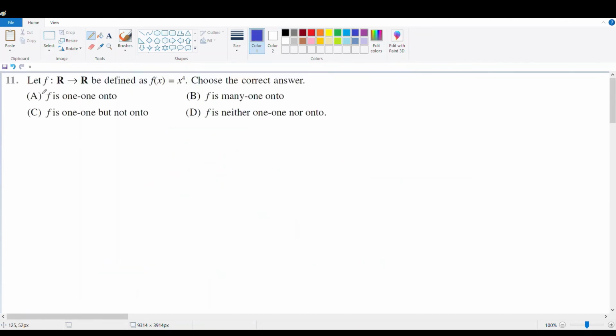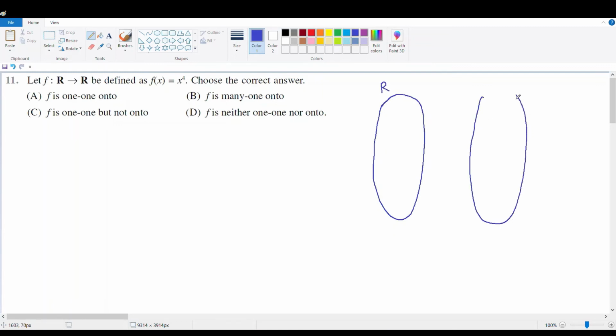Question 11. Let f, real number to real number, be defined as f of x equals x to the 4 power. Choose the correct answer, and you are given these 4 answer choices. So your domain is R and codomain is R. Okay, this is our domain. This is our codomain. This is our function f of x, and the definition is x to the 4 power.